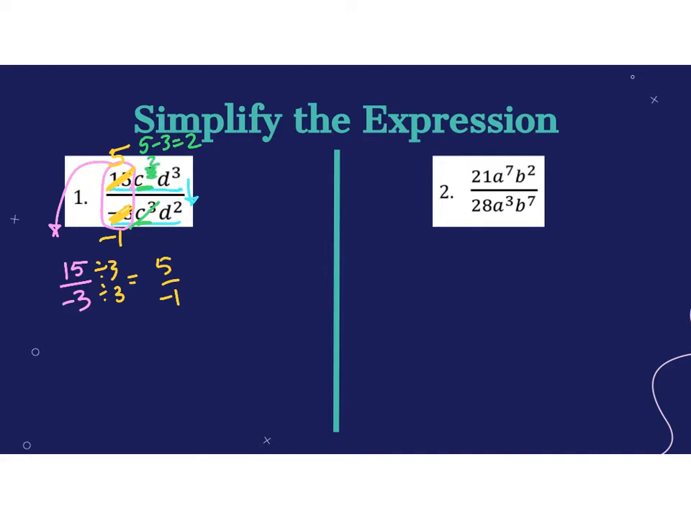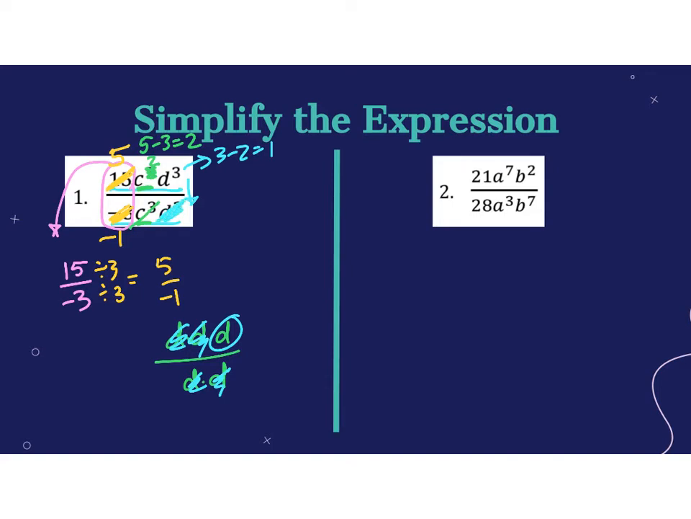Then the same thing with the d's. I have d to the 3rd over d squared. And again, you can expand those. That's the same thing as d times d times d over d times d. When I expand those out, d over d cancels, and this d over d cancels, and check it out, I have 1 left. I can also think of this as 3 minus 2, which is 1.